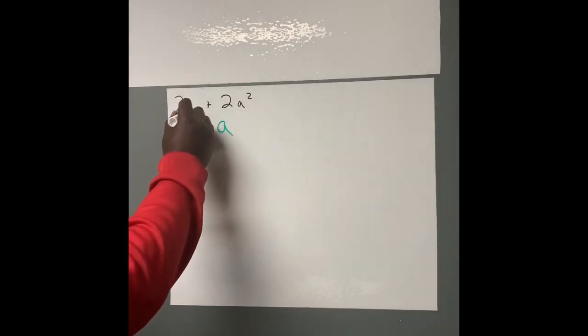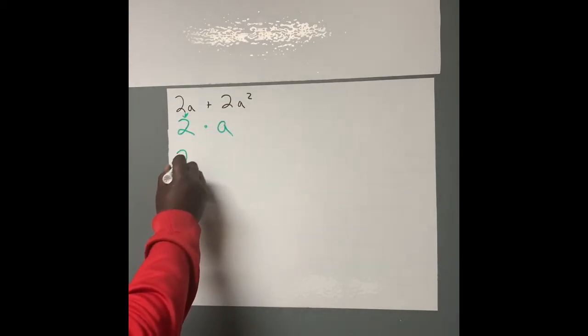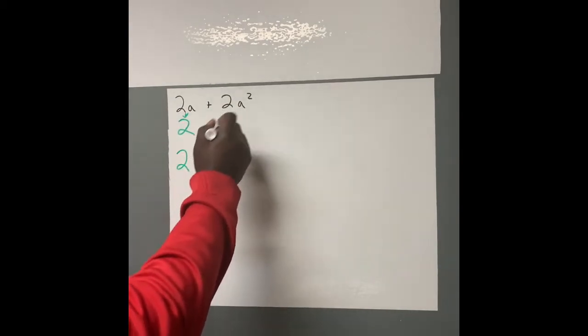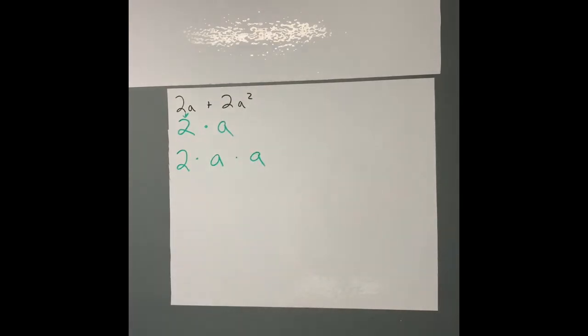All right. Then I'm going to take this other term and I'm going to say, well, this is really 2 times, I have 2a, so a times a. So what I essentially just did was I took both of these terms and I broke them up into multiplication terms, all right?